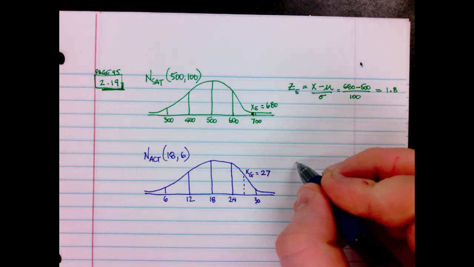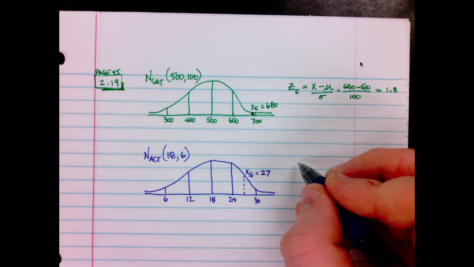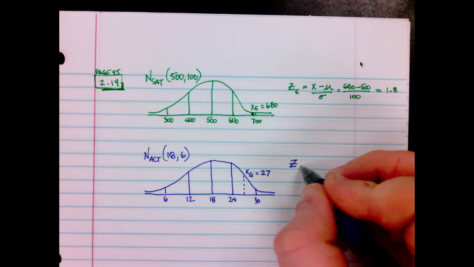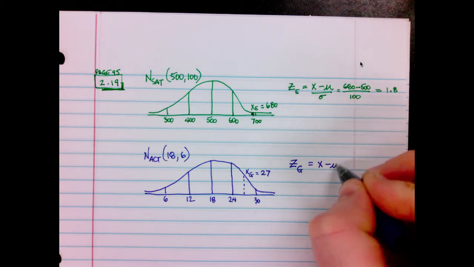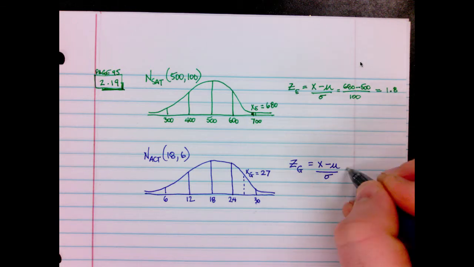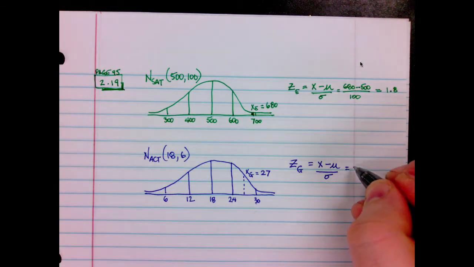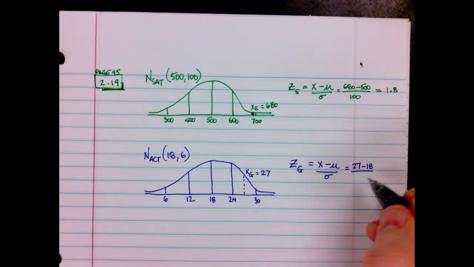To calculate Gerald's z-score, we do the same process. His score minus the mean divided by the standard deviation. His score of a 27 minus the mean score on the ACT of an 18 divided by the standard deviation of 6. And doing this gives us Gerald's z-score of a 1.5.